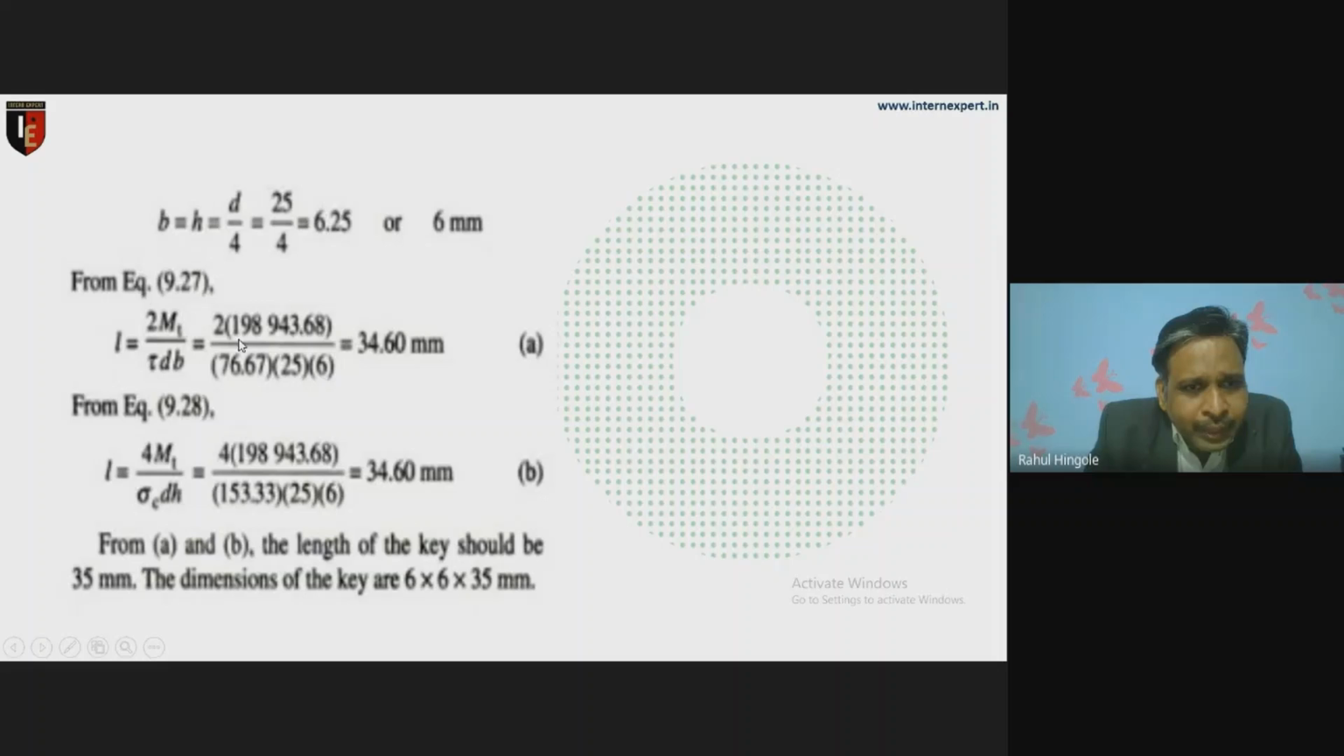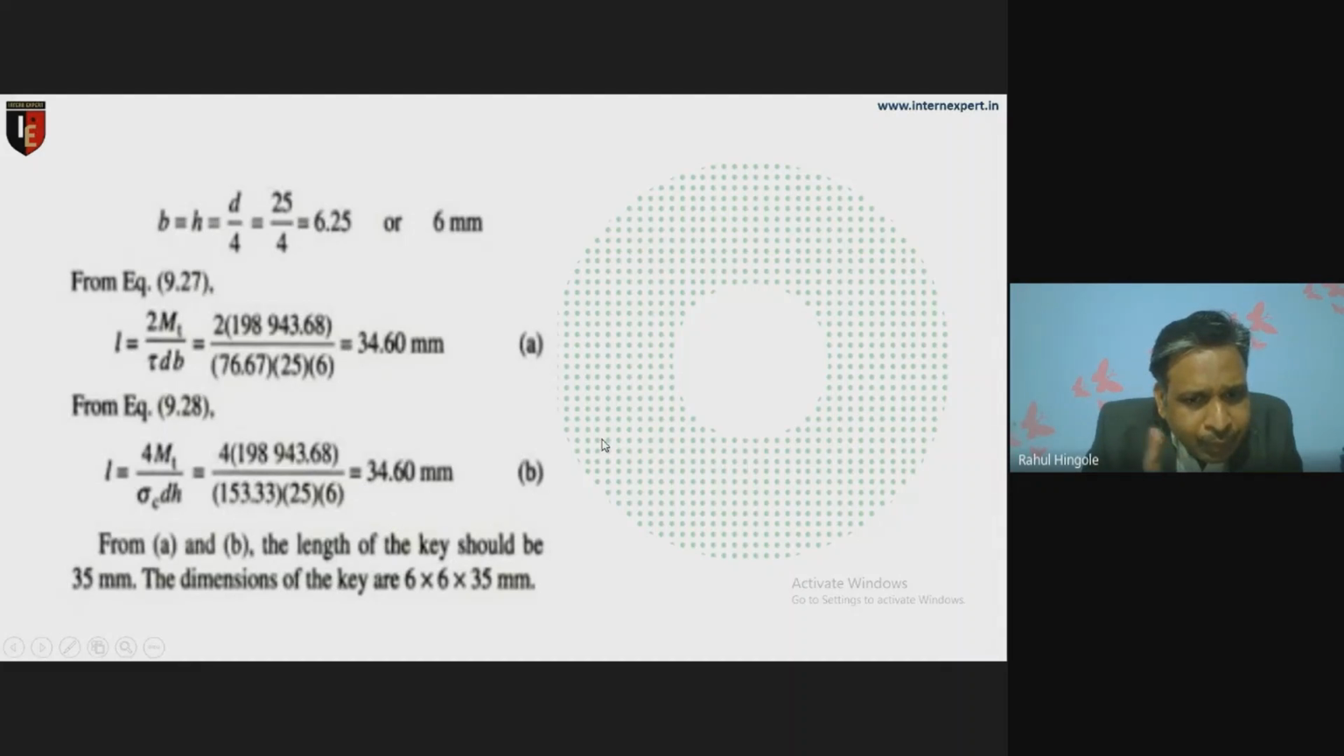Okay. 198 and 943. So likewise, we are getting the length L, that is 34.60. Again, we have another equation, L equal to 4L sigma C DH. From this equation, we are getting 34.60. From equations A and B, the length seems to be equal. Therefore, for the design of the key, finding the dimensions of the key, we make this L a round figure, 35 millimeter.